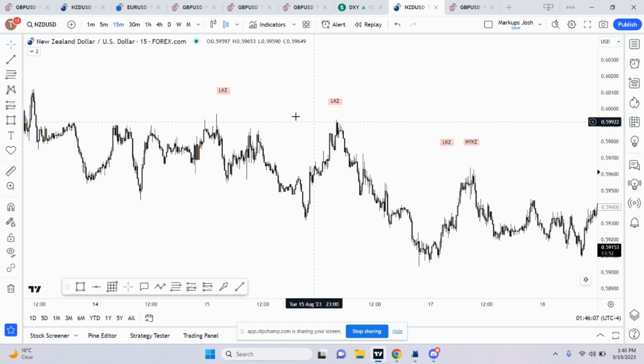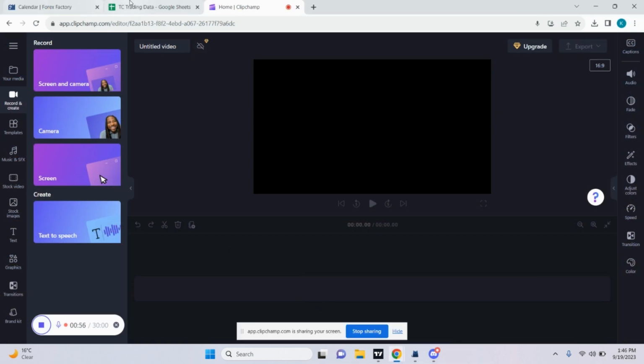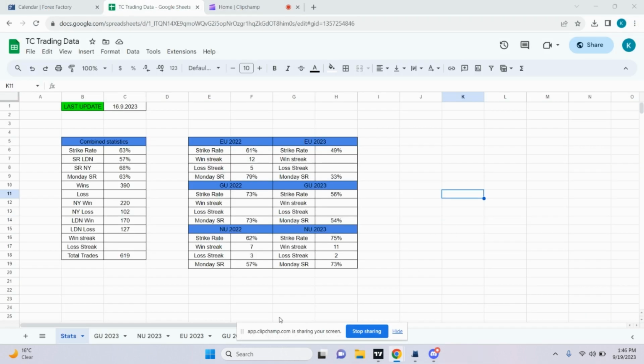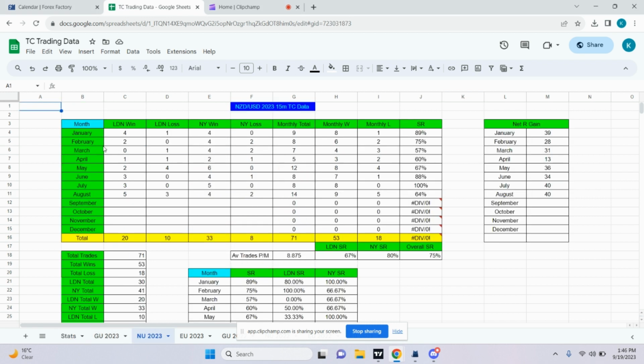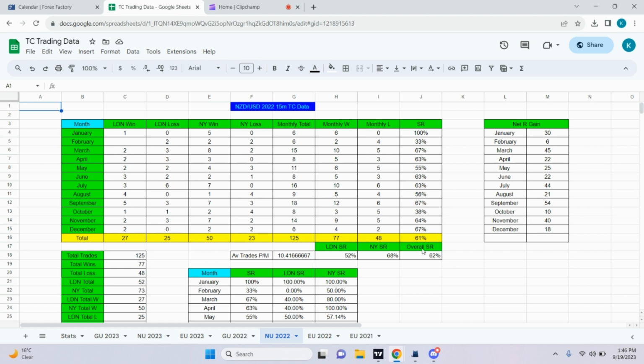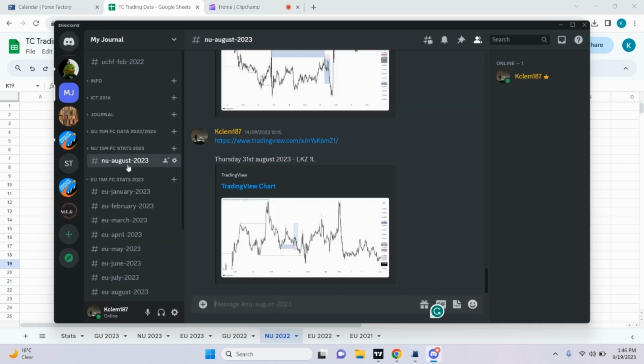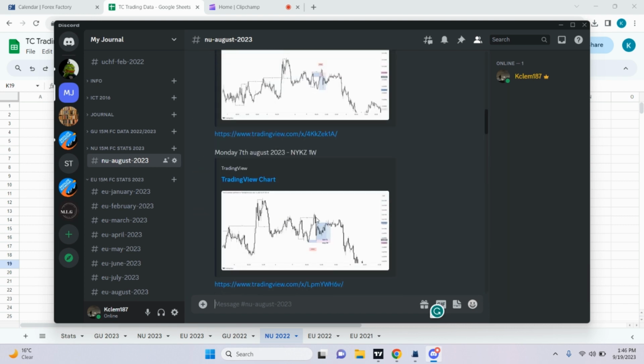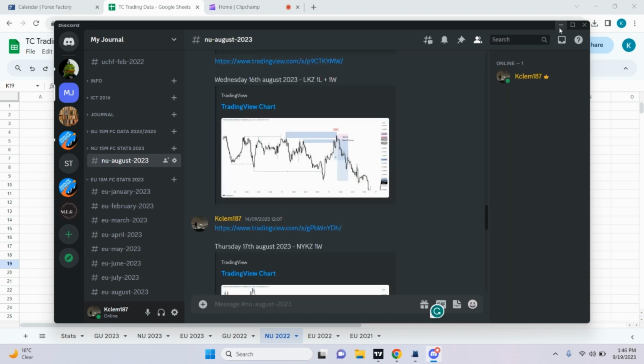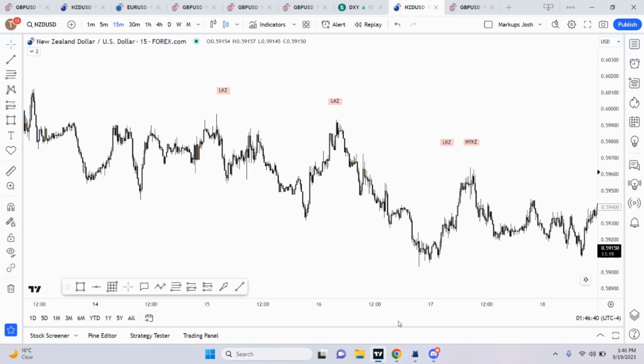Now, this is New Zealand dollar, US dollar, Kiwi dollar, and I've actually tested this pair vigorously. I've recorded all of my trades on this pair for the past 2 years or so. I've averaged about 75% win rate, and in 2023 and 2022, it was about 62% win rate. In my journal Discord here, you can see I've got all of my recorded trades. Every single time I take a trade, I do record it. So I do know what I'm talking about with my strategy. So yeah, let's get into it.